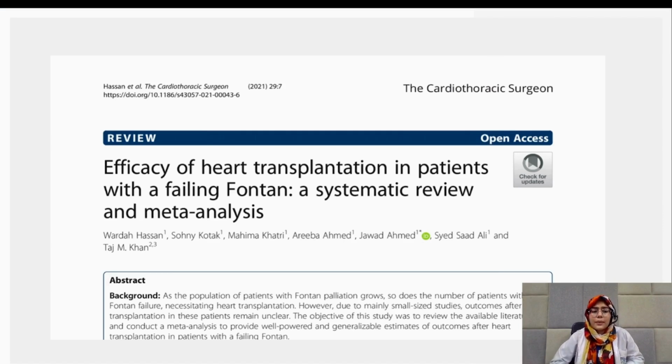Here is an example of a systematic review: efficacy of heart transplantation in patients with a failing Fontan. A systematic review and meta-analysis that basically answers a well-defined research question and uses qualitative and quantitative methods to analyze the obtained data and answer that research question.